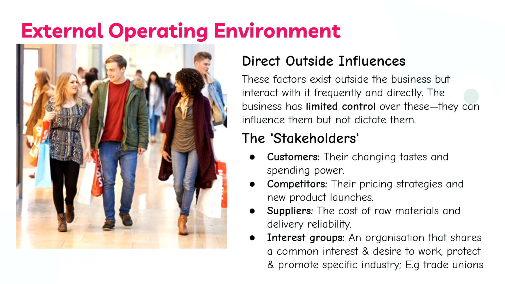Another stakeholder are the business competitors, where the business has to look at the competitors' pricing strategies and new product launches in order to make sure that they are staying competitive. They also have to have a look at the stakeholder, which is the supplier. This is where the supplier controls the cost of materials and the reliability of delivery. Last but not least, you have the interest group. This refers to organizations that look at protecting and promoting a specific industry, for example, trade unions.